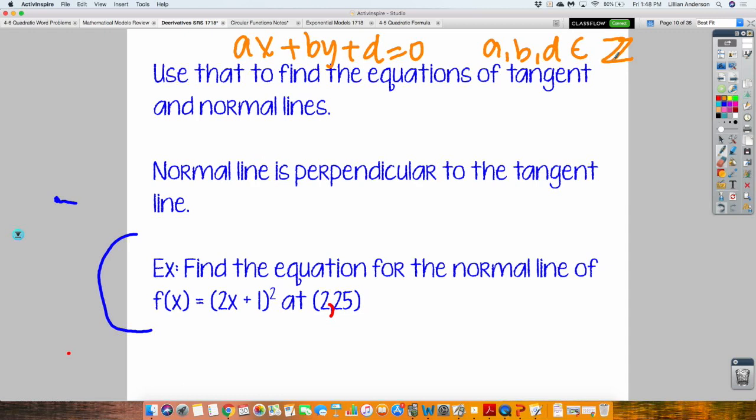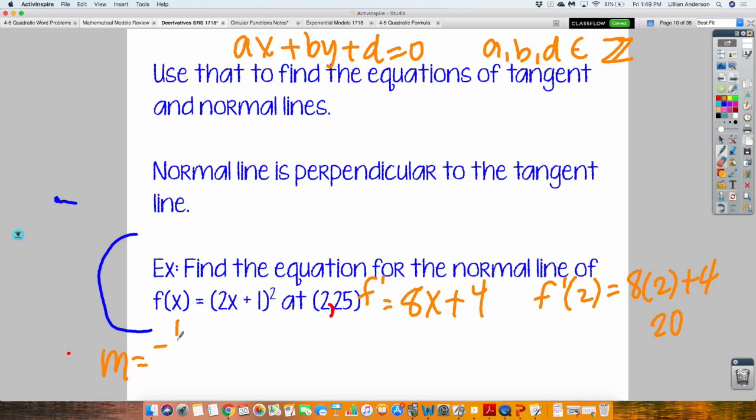On your desk, I want you right now to find the derivative of that function. What is the derivative of the function? 8x plus 4. So this is our derivative. How do I find the slope? Plug in 2. So this would be 8 times 2 plus 4, which is 20. Now that 20 represents the slope of which line? The tangent. But it's asking us for the equation of the normal. So what is the slope of the normal line? Negative 1 over 20.